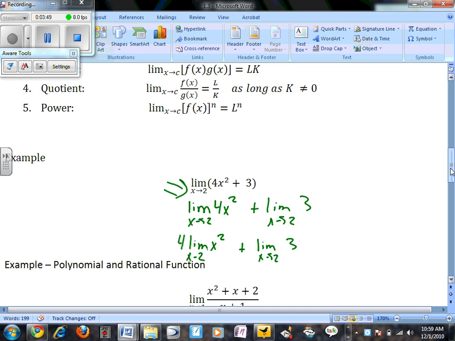We go ahead and plug 2 in. 2 squared is 4. 4 times 4 is 16, plus 3. So our limit is 19 in this case.